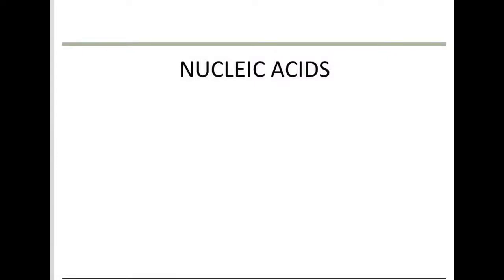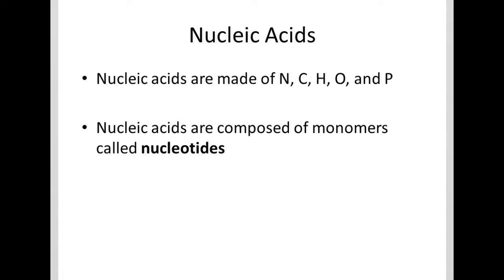This video is going to cover one of our major macromolecules, nucleic acids. Nucleic acids are made of nitrogen, carbon, hydrogen, oxygen, and phosphorus. So of NCHOPs, they make up a good portion of that, basically everything except for sulfur. And this actually becomes a big deal when we get into how we knew DNA was our genetic material.